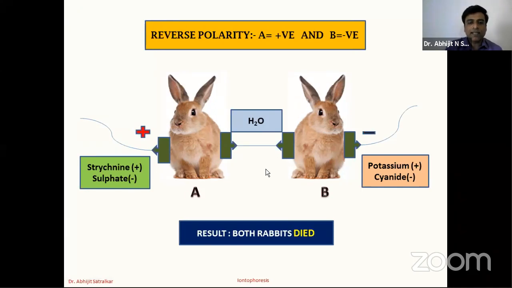Now he altered the potential difference. He applied positive charge across A and negative charge across B. Over here, the strychnine which was applied over this electrode went inside the rabbit by the repulsion property, while the cyanide which was applied to rabbit B got repelled from this negative electrode and went inside the rabbit. So the result of this experiment was that both rabbits died.